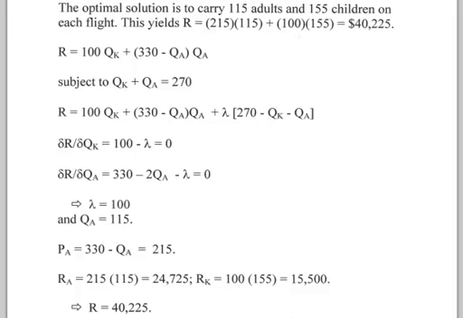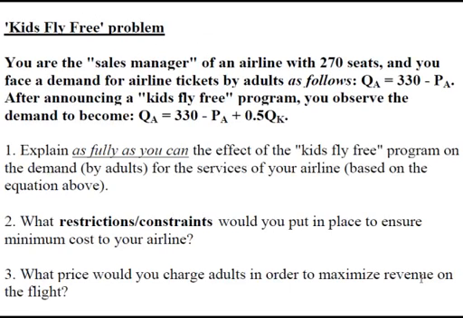If one wants to set the problem up formally as a Lagrangian, we want to maximize the revenue streams, which is 100 times the quantity of kids, plus the inverse demand curve here to get the price, plus 330 QA minus QA squared, subject to QA plus QK equals 270. When we differentiate this equation, we get lambda equals 100, and we get QA equals 115, and PA equals 215. And you see the revenue is $40,225.